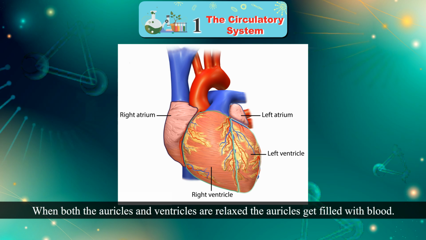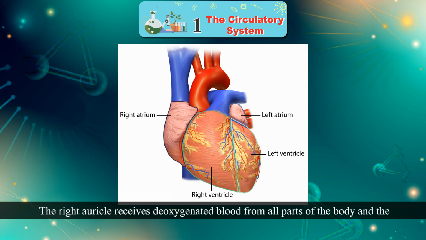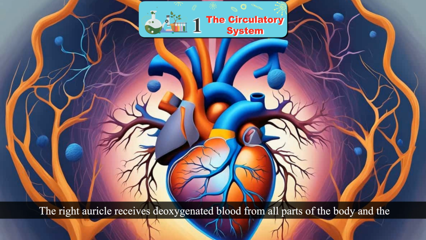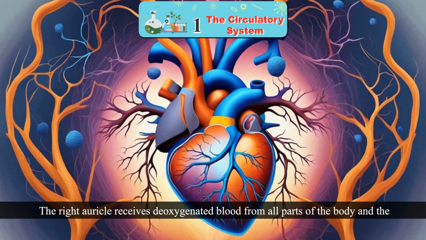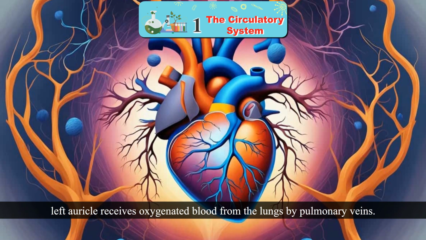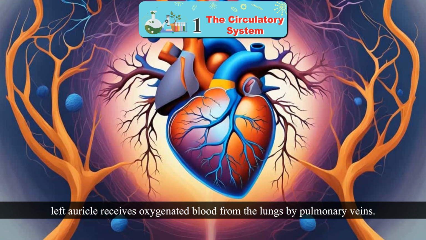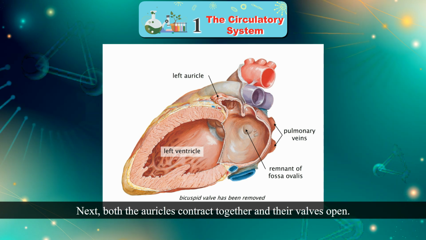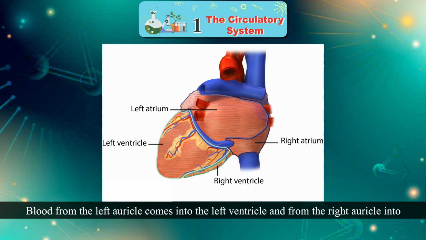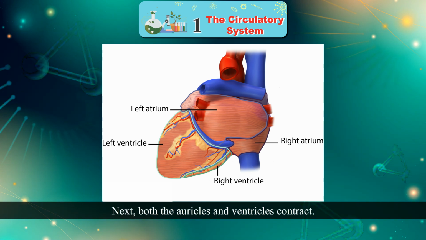Working of the heart. When both the auricles and ventricles are relaxed, the auricles get filled with blood. The right auricle receives deoxygenated blood from all parts of the body, and the left auricle receives oxygenated blood from the lungs by pulmonary veins. Next, both the auricles contract together and their valves open. Blood from the left auricle comes into the left ventricle and from the right auricle into the right ventricle.